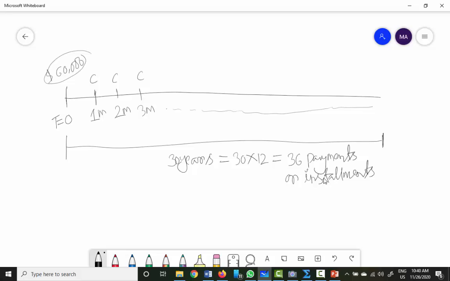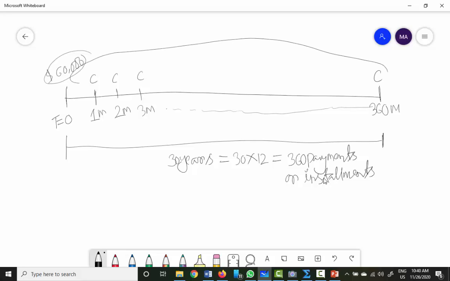So that means the last installment will be 360 months. So that means after 360 months you will be able to pay off the loan.